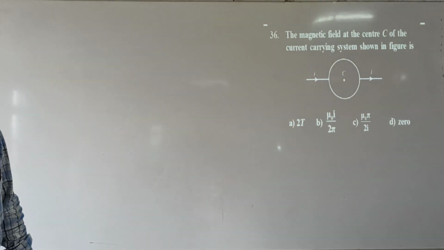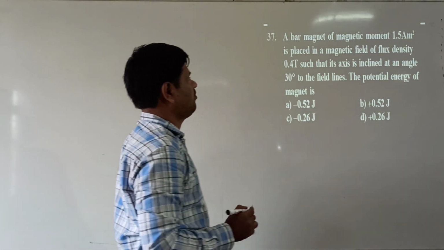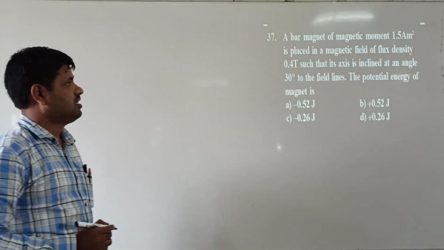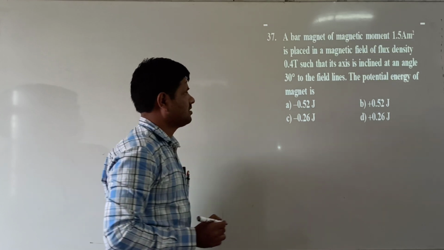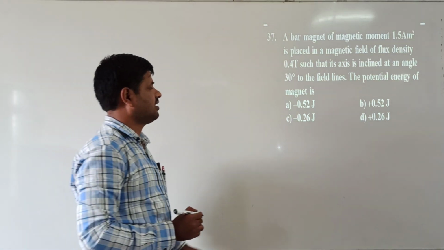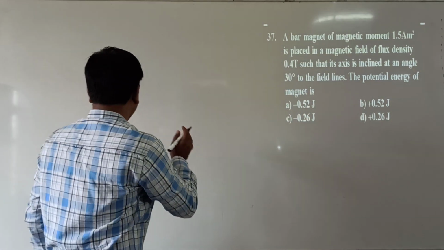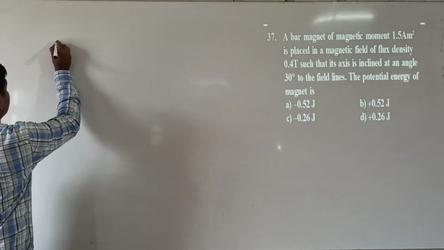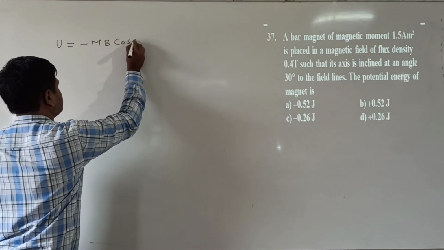Next we go to question number 37. A bar magnet of magnetic moment 1.5 ampere meter square is placed in a magnetic flux density 0.4 Tesla such that the axis is inclined at an angle 30 degrees to the field lines. The potential energy of the magnet is, you know the formula: U is equal to minus mB cos theta.